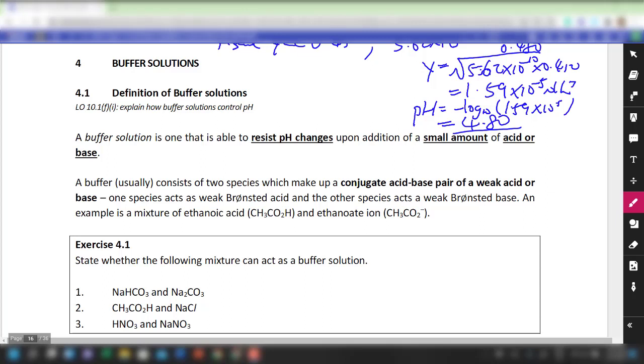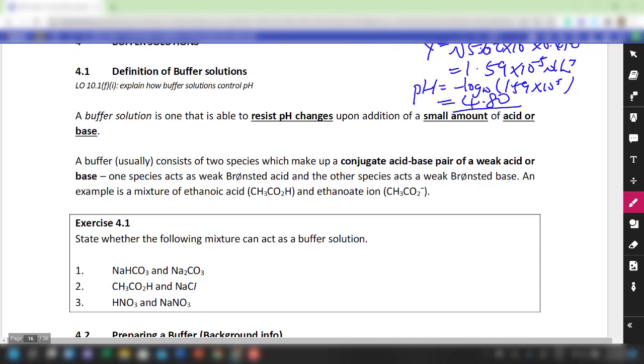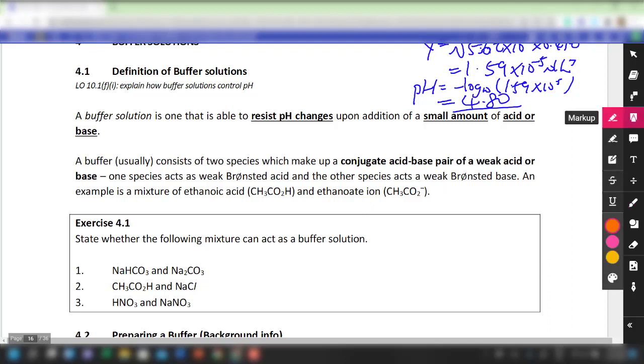Okay, we are going to continue with topic 14 on acid-base equilibrium by focusing on section 4 of the notes. This is on buffer solutions. So before that, we need to look at the definition of a buffer. As written on the notes, a buffer solution is able to resist pH change when a small amount of acid or base is added.